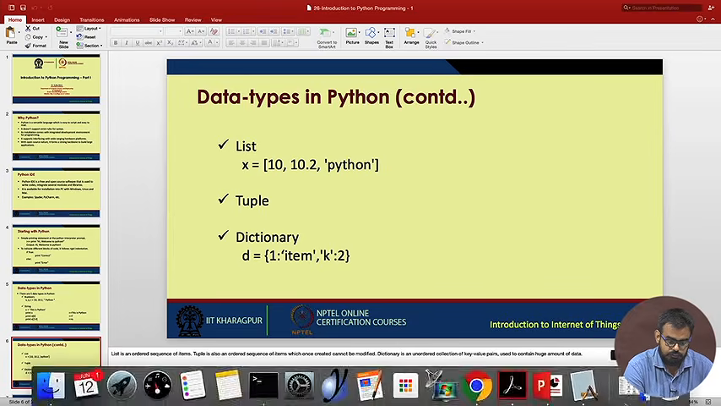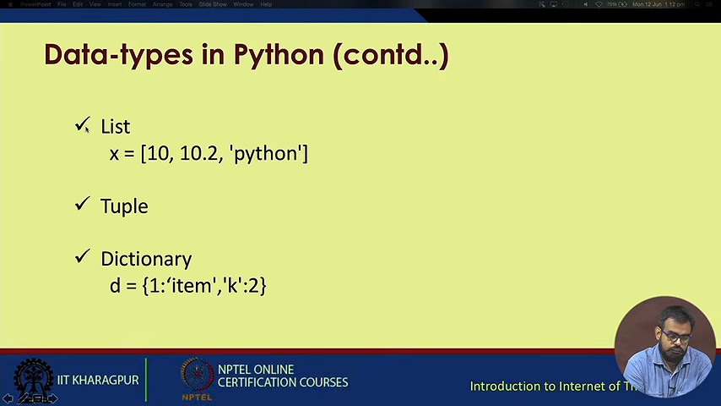Now various other data types are, you have a data type called list.